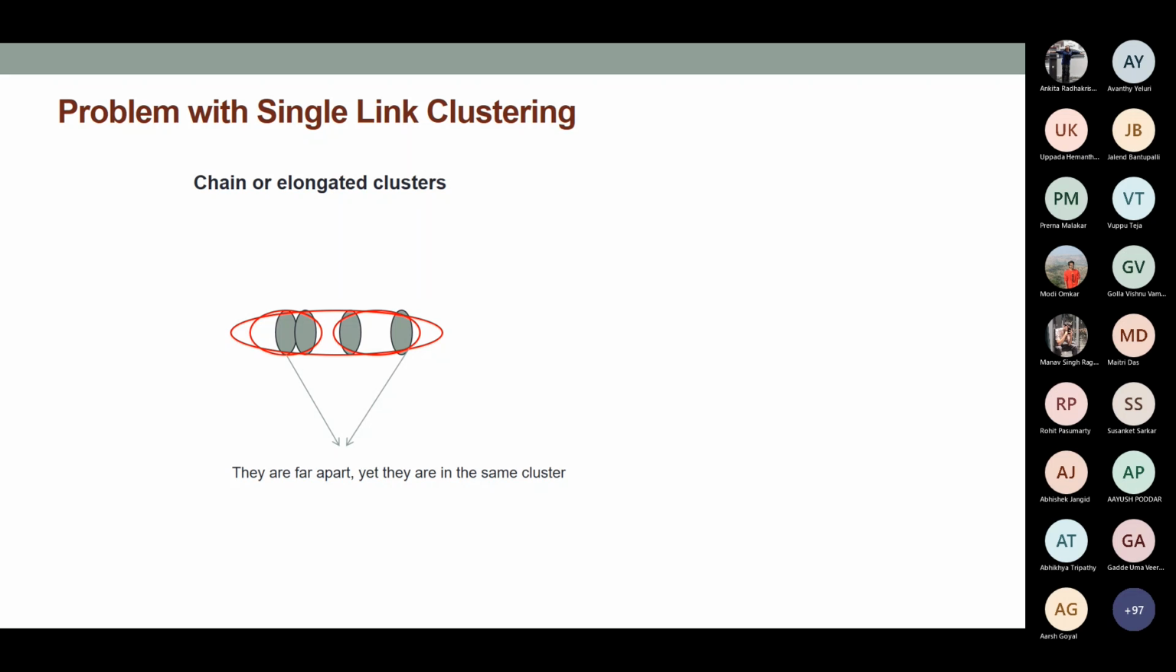In order to solve that, we can apply the other clustering technique, which is complete linkage clustering. So I think we can take a break, and after this break, we can come back and discuss other clustering techniques.